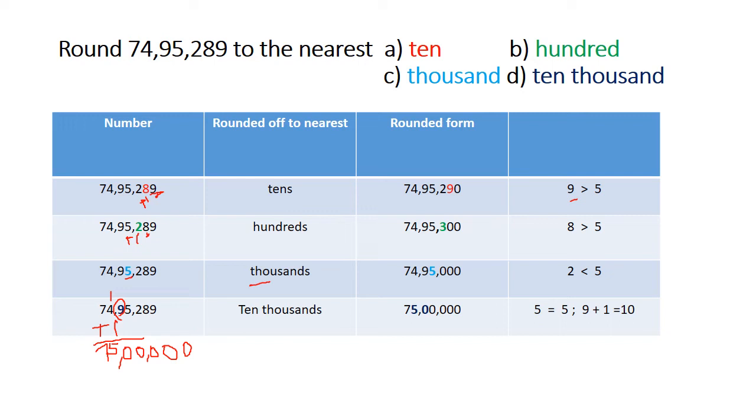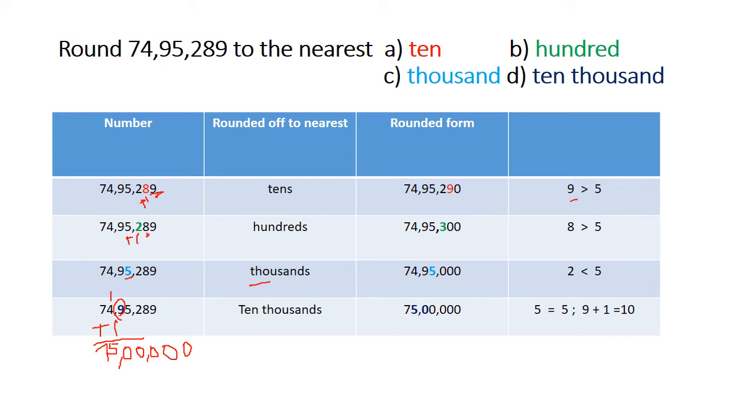Next, same number, 74,95,289. Which place do you have to round off? It is the hundreds place. Next observe the digit 8. It is greater than 5, right? So what do you have to do? Here also you have to add 1. So the new hundreds place digit will be 3.